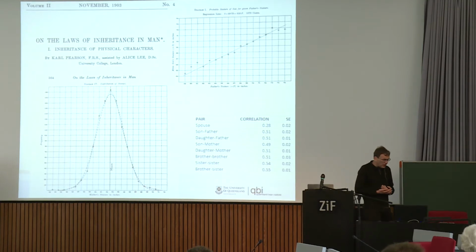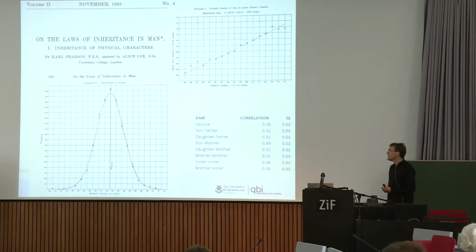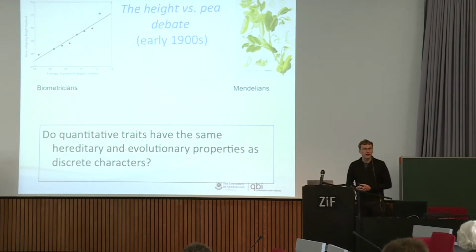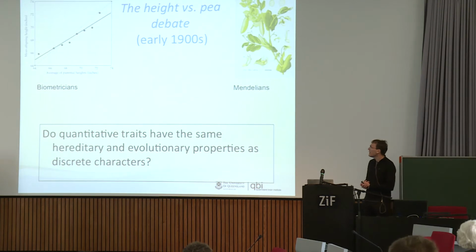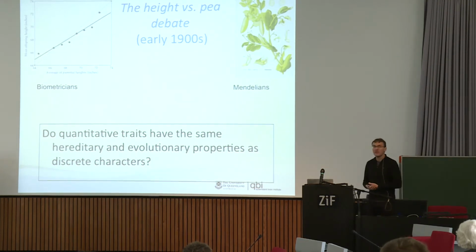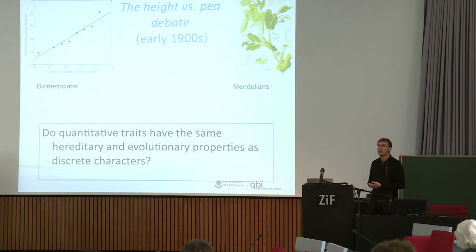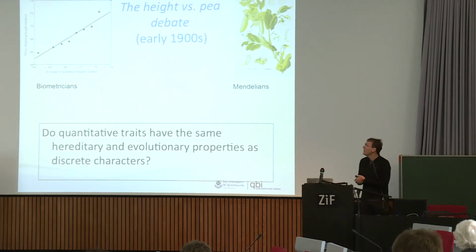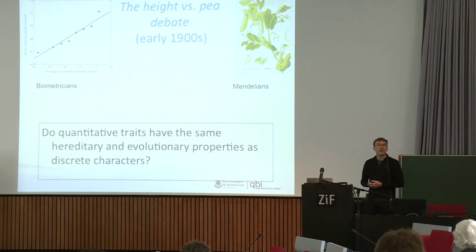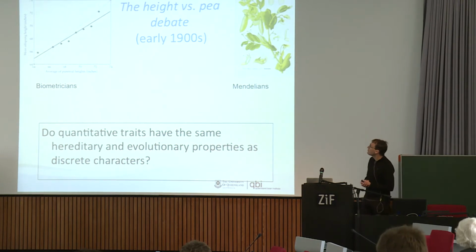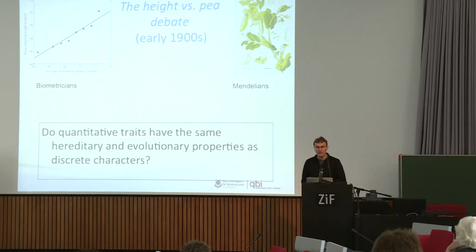So what happened at that time, the early 1900s, was a huge debate between a lot of scientists, a lot of big egos were involved. And the question was whether quantitative traits, like height, intelligence, have the same hereditary and evolutionary properties as discrete characters. So it was a debate between, on the one hand, the Mendelians, so that's Mendel's piece, and on the other hand, the biometricians, people who looked at traits like height. So I call this the great Mendelian versus biometrician debate of the early 1900s.